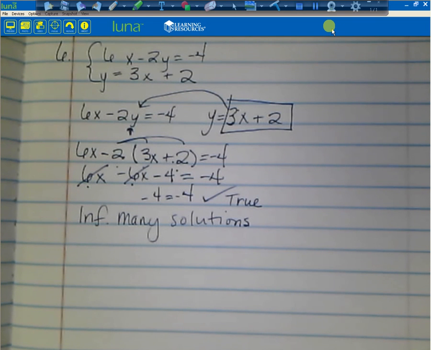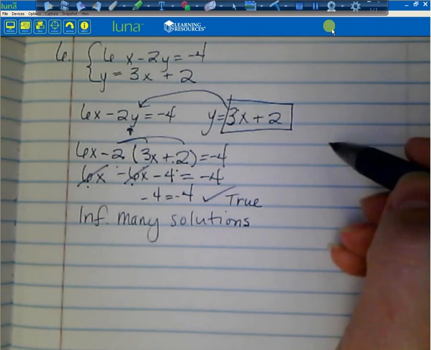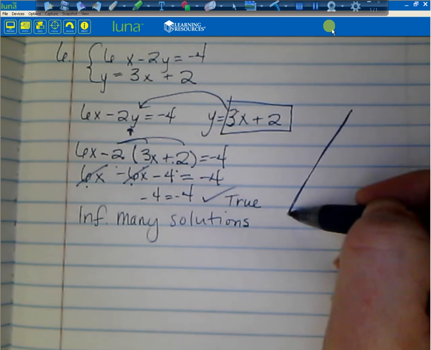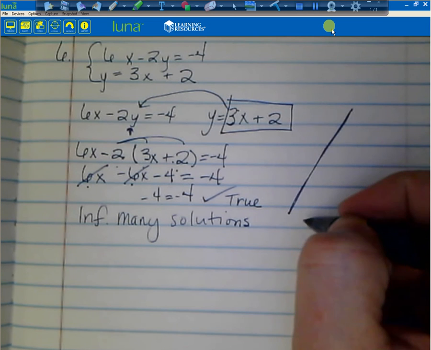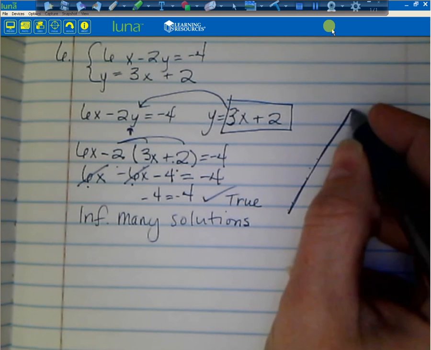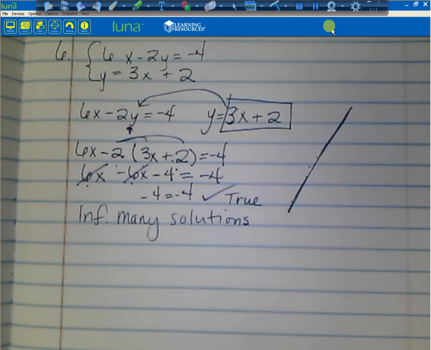Because on a graph, every single point along this line is going to be the same as every single point along this line. So they're actually the same line, and that's why there are infinitely many solutions, because no matter where I touch either of these lines, they're going to be intersecting because they're the same. Make sure that you have this down. Again, there is no check here because no matter what you check, it should come out to be true.